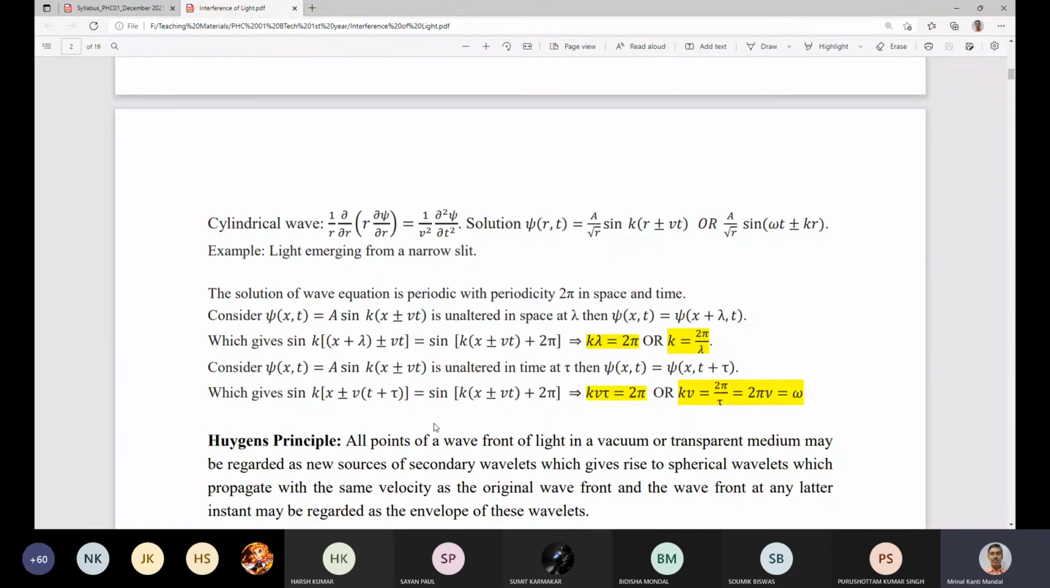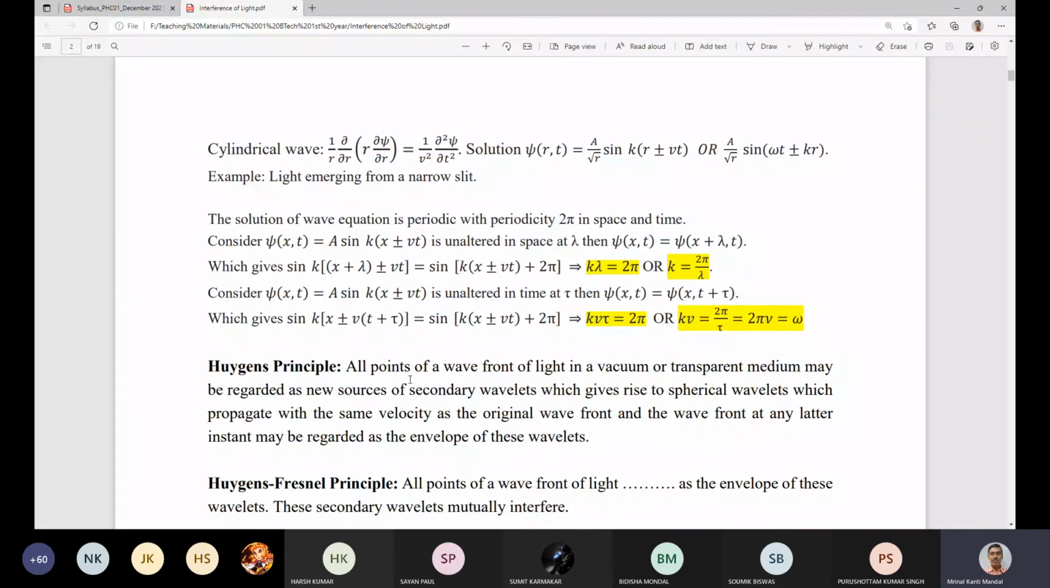So I will stop here today before Huygens principle, right? Next class I will introduce the Huygens principle, right?